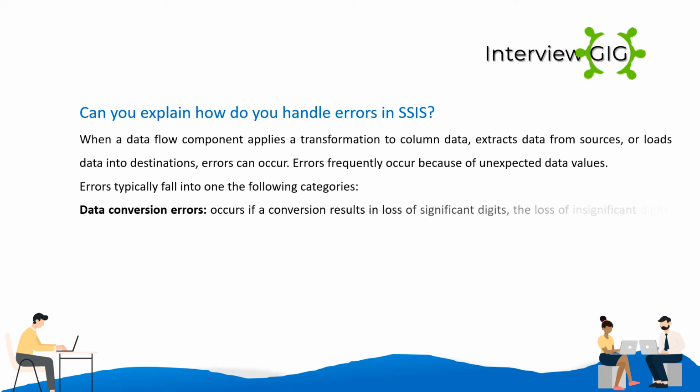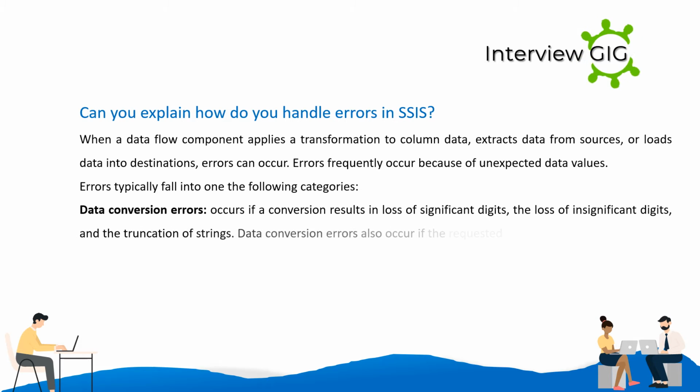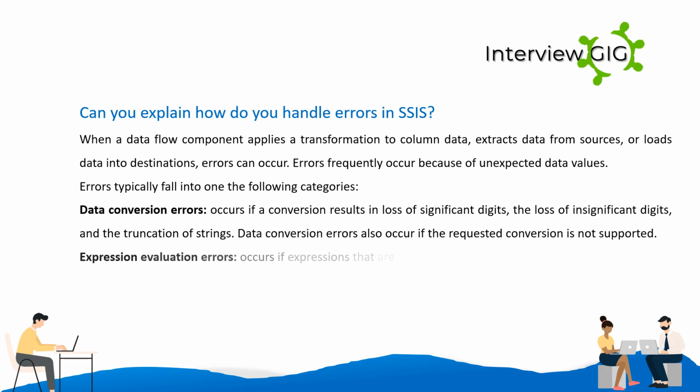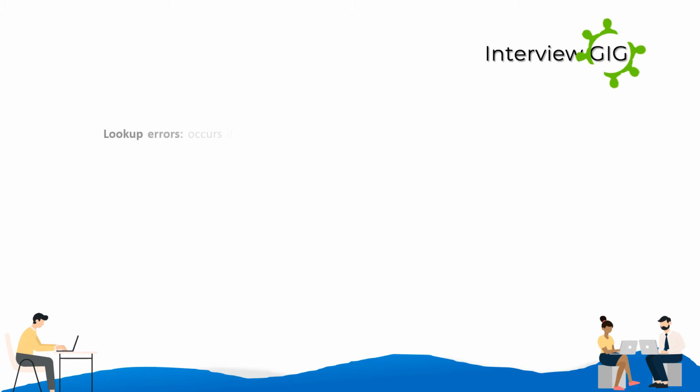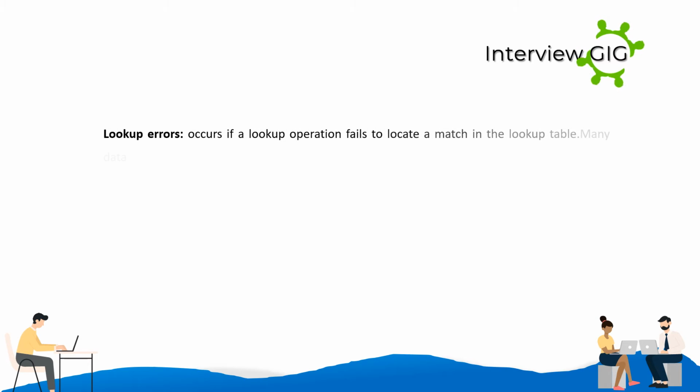Data conversion errors occur if a conversion results in loss of significant digits, the loss of insignificant digits, or the truncation of strings. Data conversion errors also occur if the requested conversion is not supported. Expression evaluation errors occur if expressions that are evaluated at runtime perform invalid operations or become syntactically incorrect because of missing or incorrect data values. Lookup errors occur if a lookup operation fails to locate a match in the lookup table.